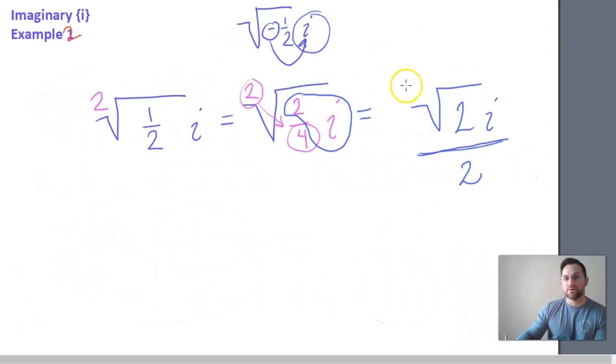We still have to have the square root of 2i divided by whatever's left there, and in this case, that's 2. So our final answer is the square root of 2i over 2. All right? Cheers.